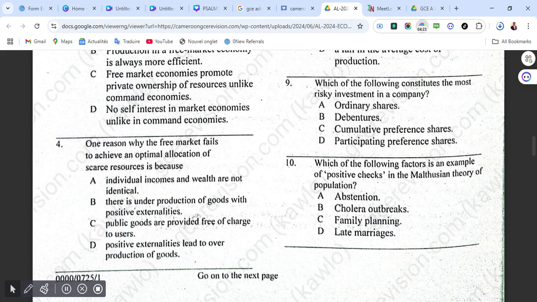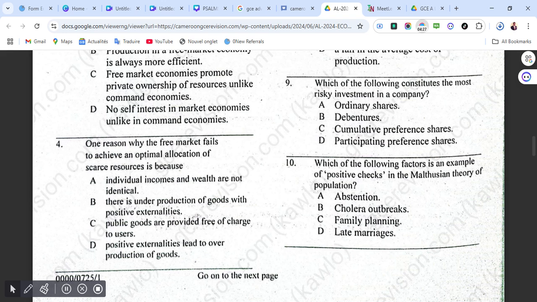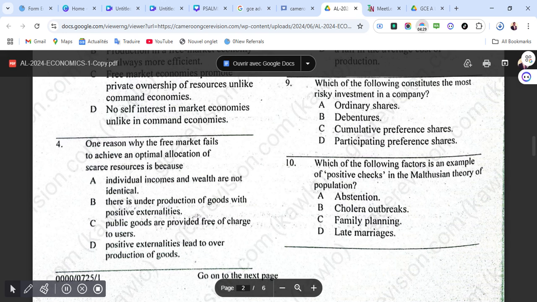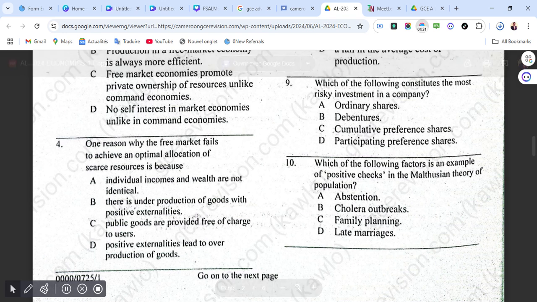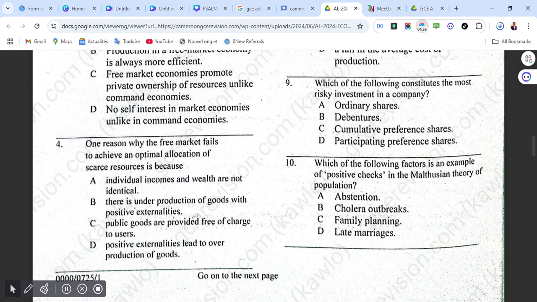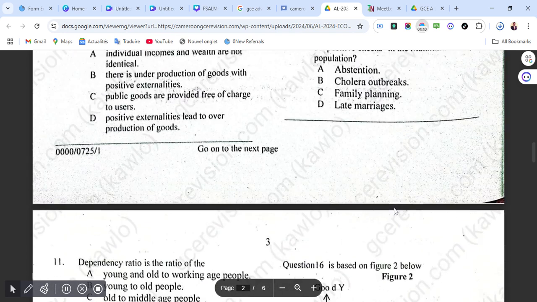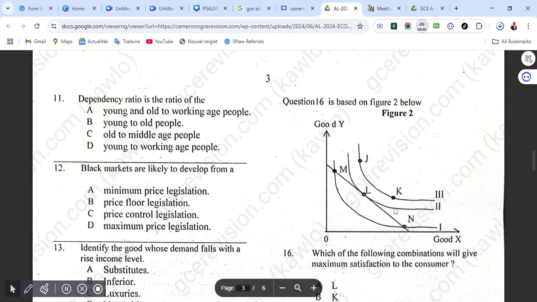Which of the following factors is an example of positive checks in the Malthusian theory of population? The correct answer for number 10 is B, which is cholera outbreaks. So we're finished with the first chapter. Let's move to chapter 3.